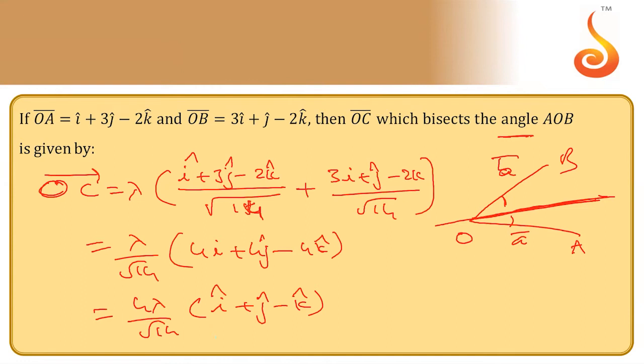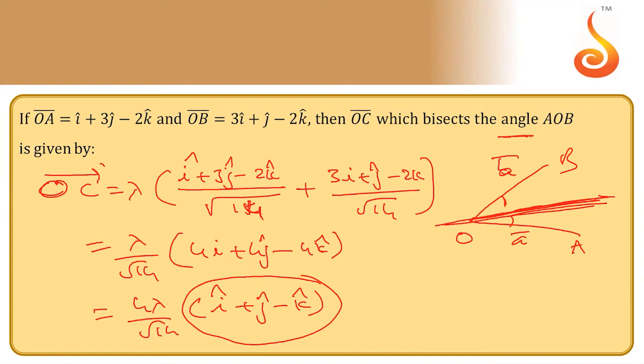Look at the options. Which option is matching this one? Because OC is parallel to this vector, this is a unit vector along that one, the OC vector. So that means you can take i + j - k as the answer. Lambda can be anything, you can take lambda equal to root 14 by 4 also. That doesn't matter. Basically, it is a unit vector along OC.